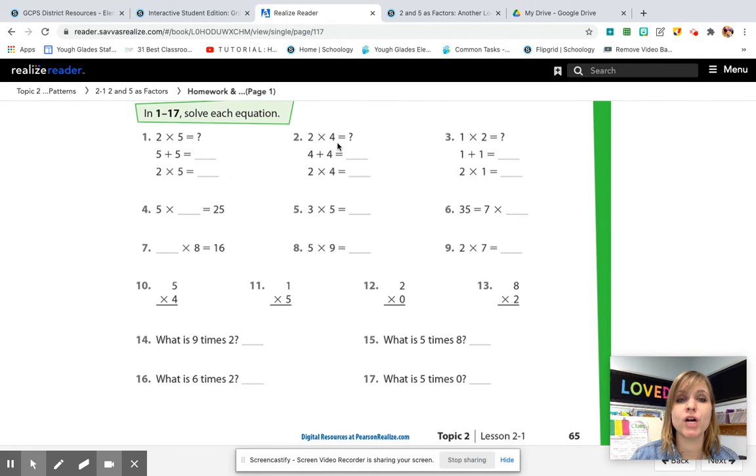2 groups of 4. They want to show you 2 groups of 4. 1 group, well, that technically says 1 group of 2, but they have 1 plus 1 because you will double that one.